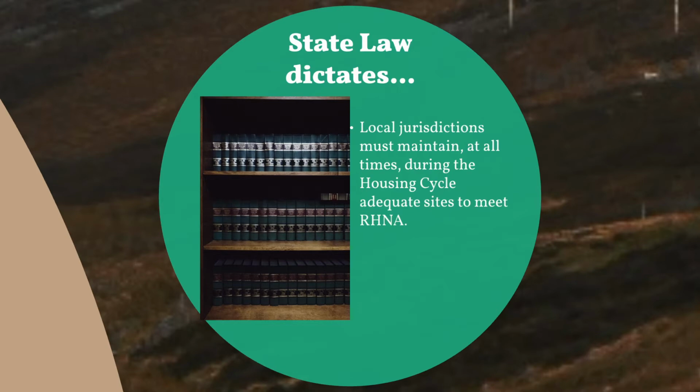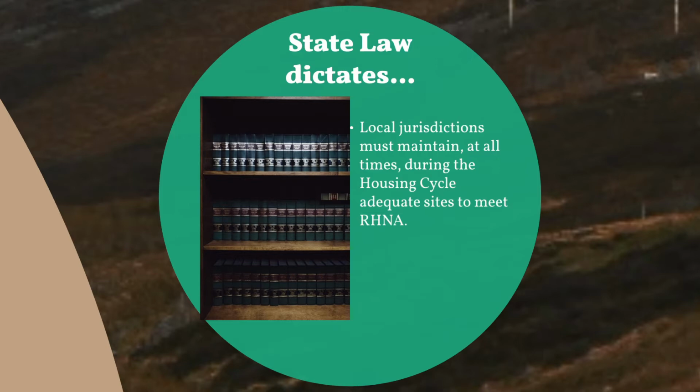State law dictates cities must maintain at all times during the housing cycle adequate sites to meet our RHNA allocation. We are not allowed to take any action that would allow or cause the sites identified in the sites inventory to be insufficient to meet our remaining RHNA for lower and moderate income housing. This is known as no net loss. If we identify a site with 10 very low or moderate income units, and it develops with less than 10, the remaining units must be accommodated elsewhere within the city. To address this potential threat, the sites inventory staff recommends will include a buffer.